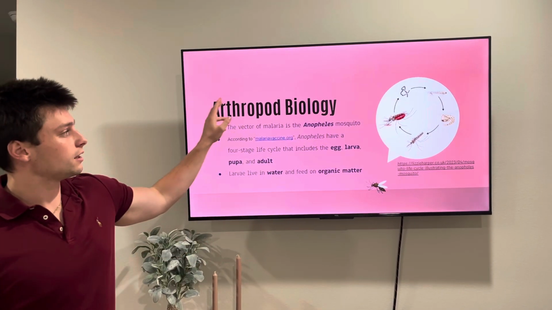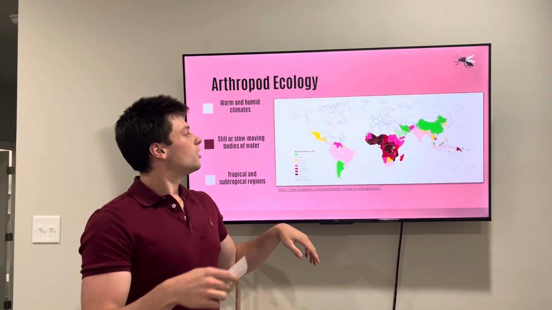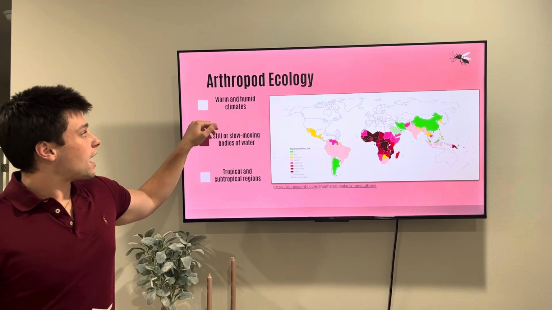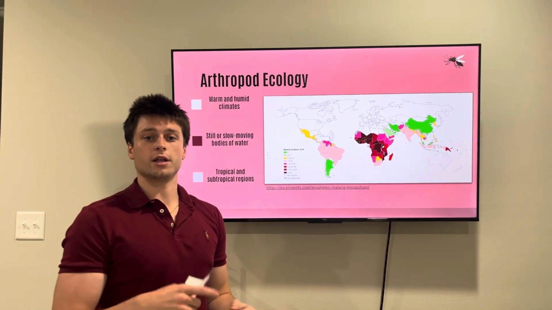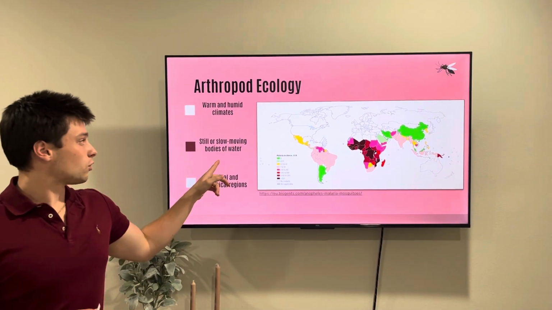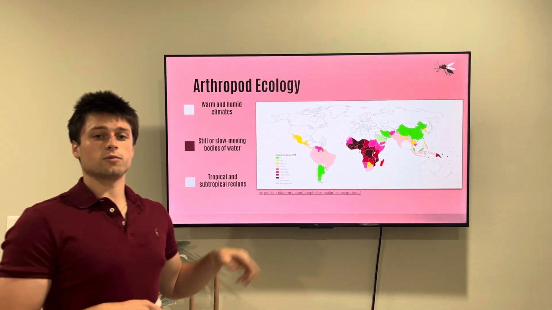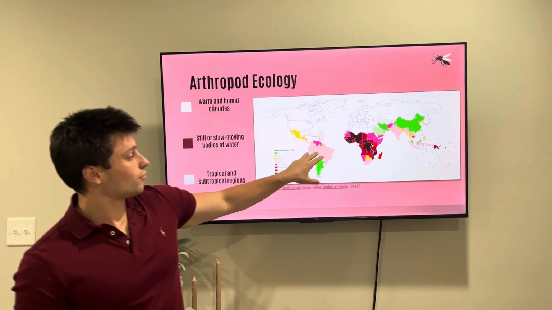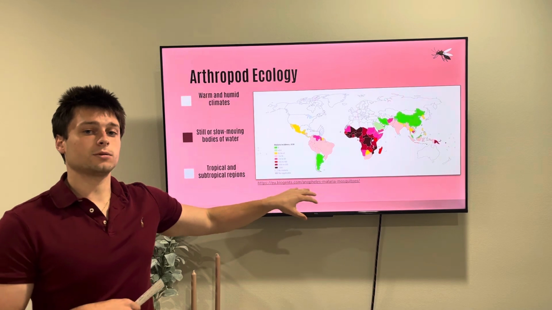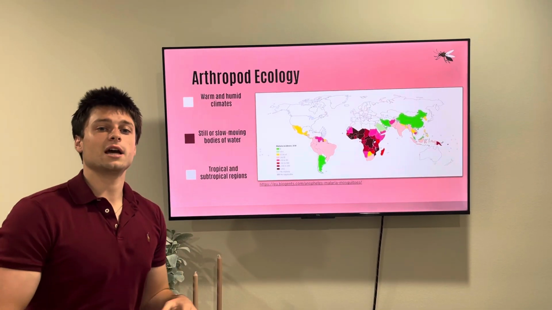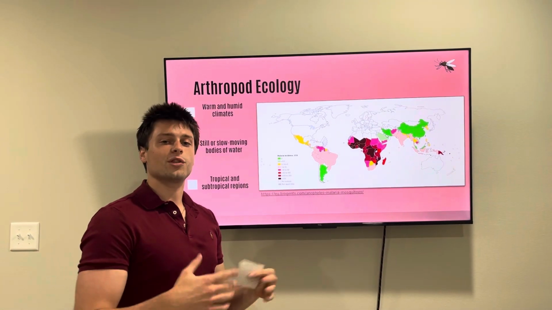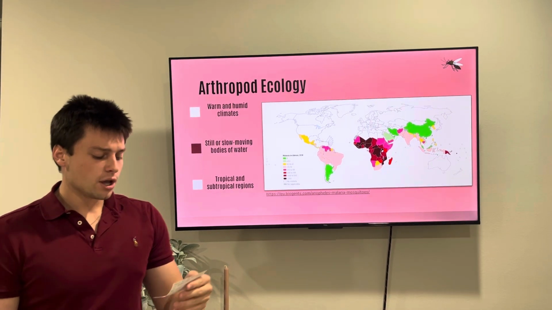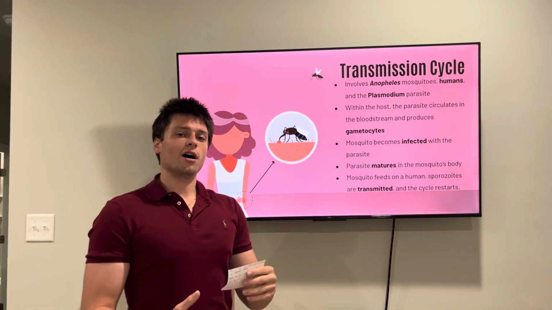More specifically, this map that we see shows the warm and humid climates, which is where they live, but in still or slow-moving bodies of water is where they reproduce and repopulate. You can see this colored region on this map is where the tropical and subtropical regions are, where they're usually and most specifically found within this world. Now, we understand the biology of malaria.